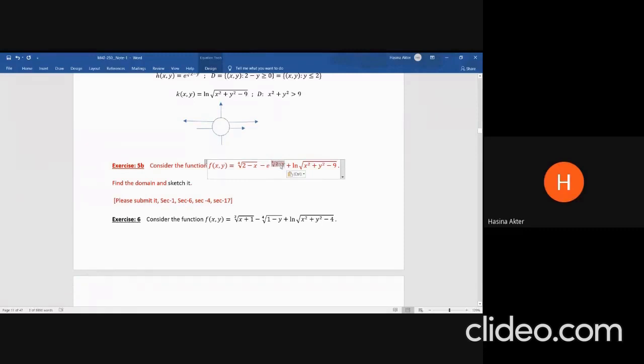X can be anything, y can be anything because it's a cube root. So this one is the exponent of the exponential function. When you have the exponential function, the domain of the exponential function is all real numbers as a single variable function. So you can take anything for x and y. Since this is a real number, this will allow you anything. So this allows any xy point from the xy plane. So that doesn't change the domain. So your work is to consider the other two functions, find the domain, sketch it, and submit it.